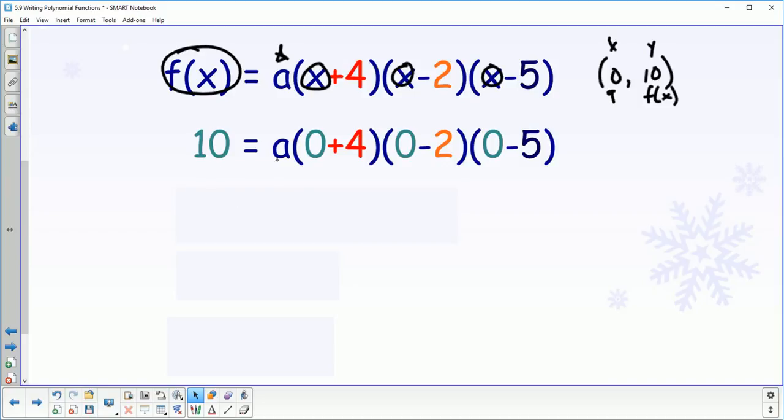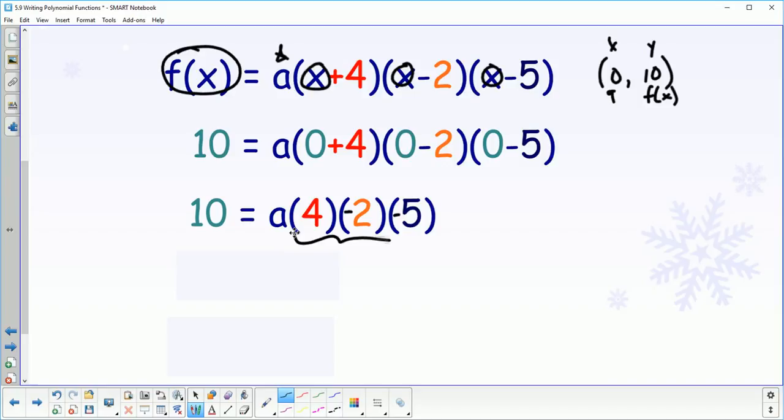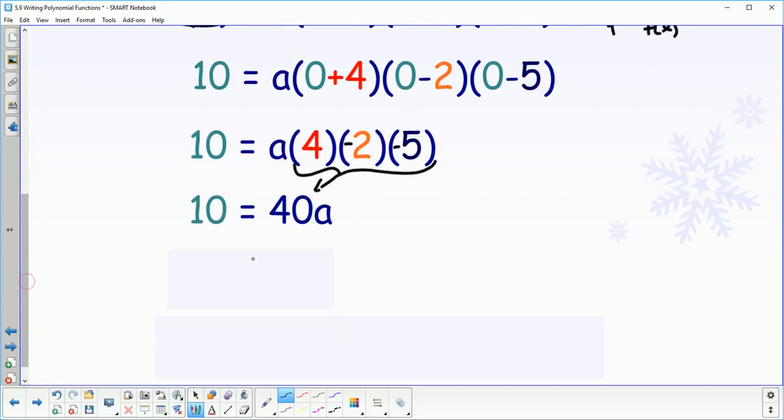So I'm going to leave the 10, I'm going to leave the a, I get 0 plus 4 is 4, 0 minus 2, this should actually be negative 2, and 0 minus 5, negative 5. Now I just need to multiply those three values together. I'm basically just solving for a here. You see I've got an equation with one variable. So 4 times negative 2 times negative 5 is going to give us a positive 40. So you see we wrote that now as a coefficient, in front of a. And last step, you guys have all done a billion times now, we're going to divide both sides by 40, and so we get a equals 0.25.